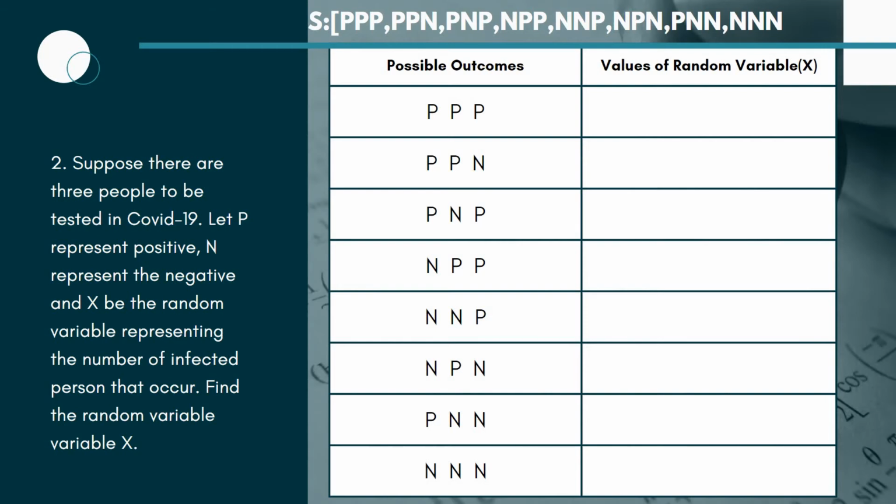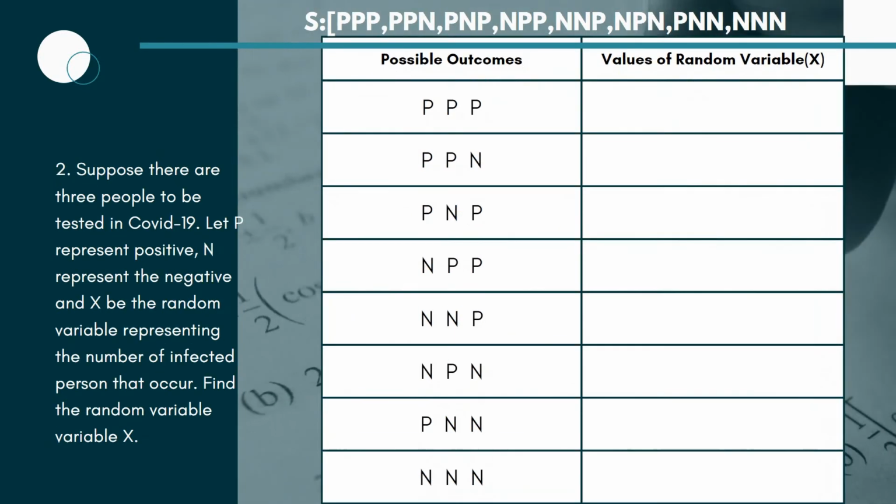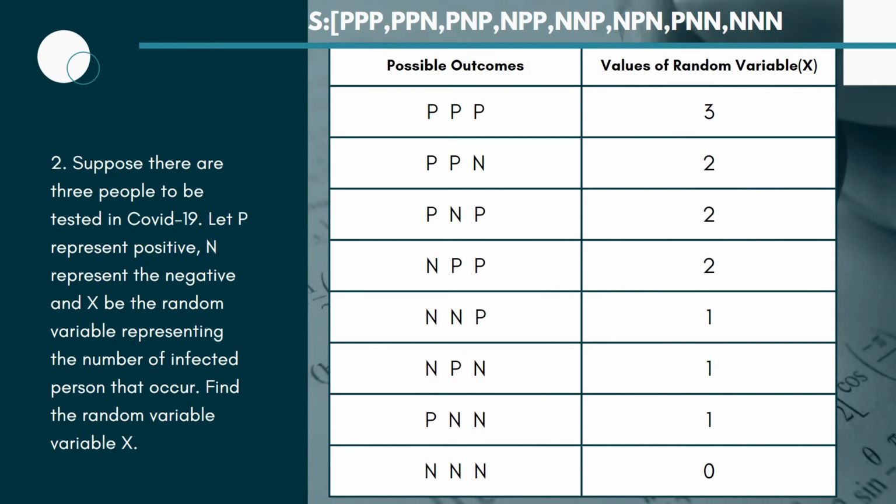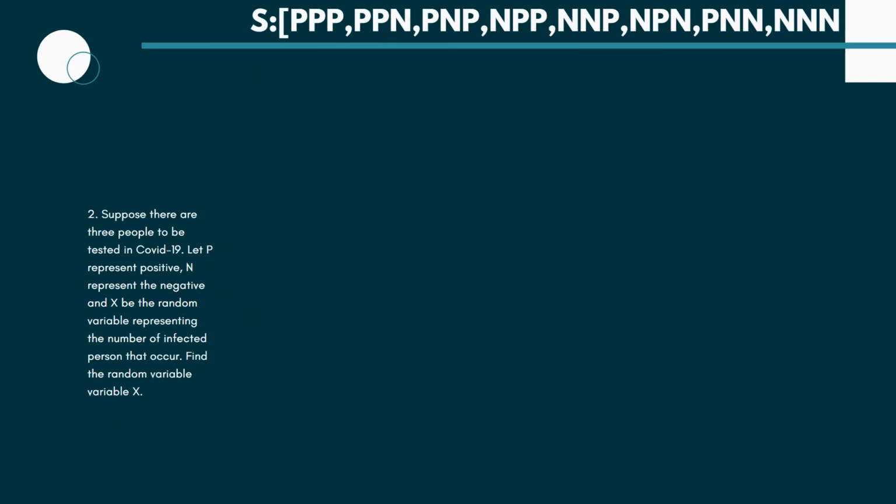From the given table, the possible outcomes are listed: combinations of positive and negative results for the 3 people, from positive, positive, positive down to negative, negative, negative. And this time, we have to count the number of positive. Now, based on the given table, we can say that the possible values of variable X are 0, 1, 2, and 3.